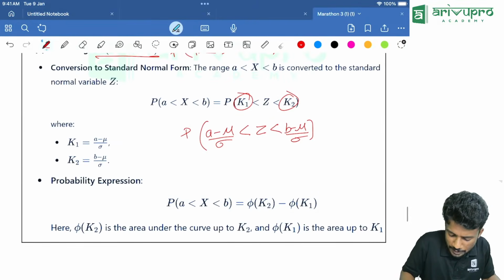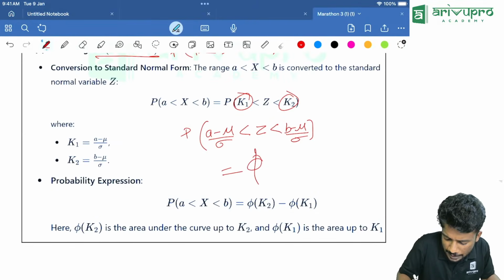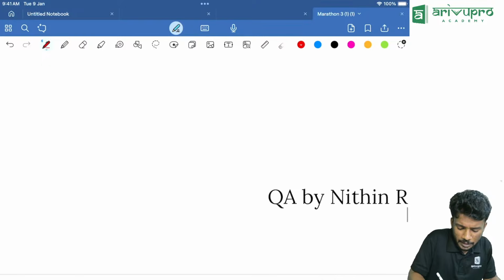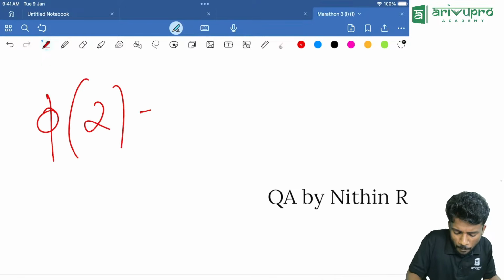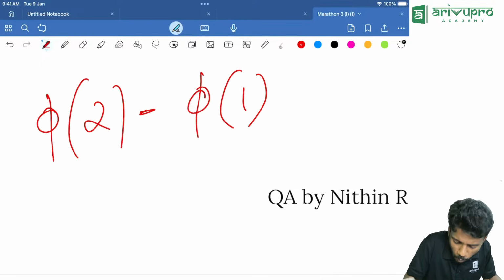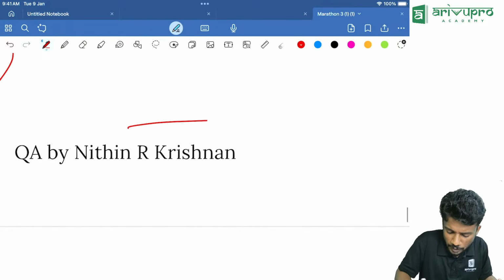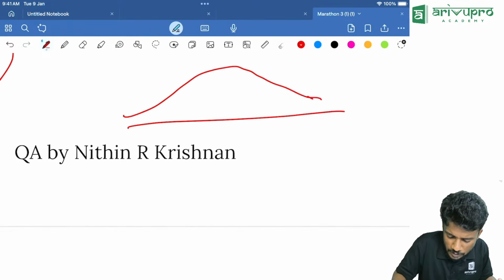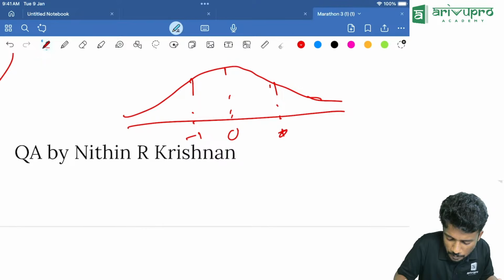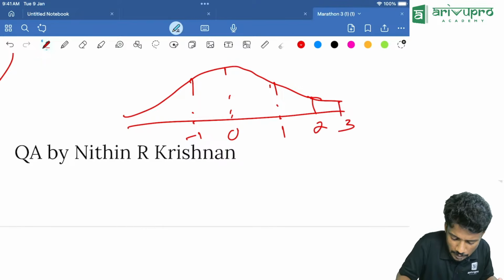So this is how you write it. You can always write it as area up to K2 minus area up to K1. Sometimes it will be like area up to 2 minus area up to 1. Now people, look into our graph. Our graph looks like this. This is 0. This is minus 1. This is plus 1. Then this is 2. This is 3. This is minus 2. This is minus 3.